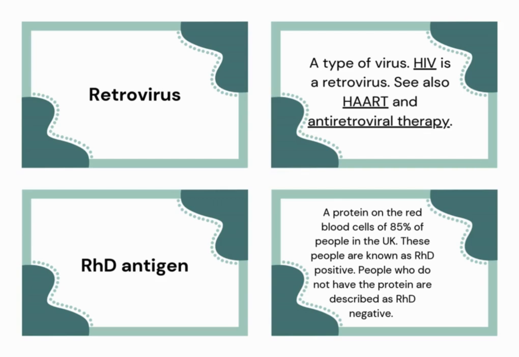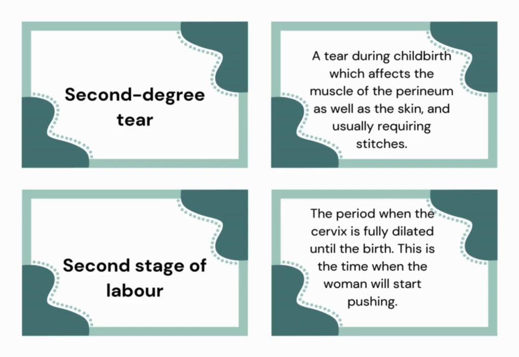RHD antigen, a protein on the red blood cells of 85% of people in the UK. These people are known as RHD positive. People who do not have the protein are described as RHD negative. Second-degree tear, a tear during childbirth which affects the muscle of the perineum as well as the skin, and usually requiring stitches.